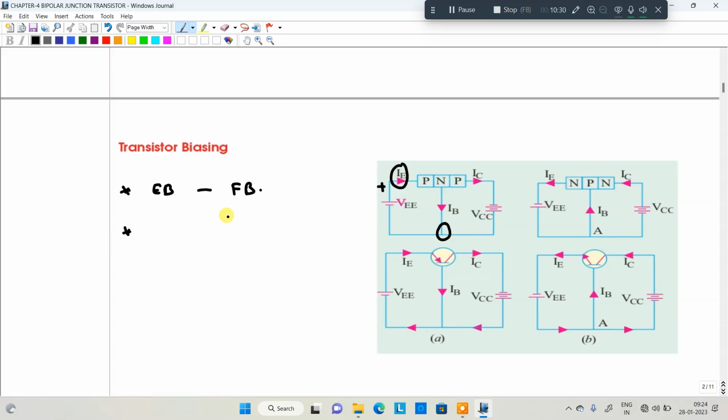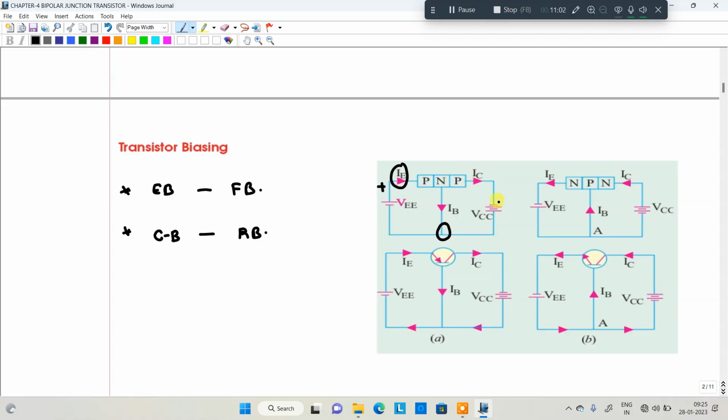Next, the second point: the collector and base junction, the CB junction, is always reverse biased to operate the transistor in the active region. I will tell you the remaining things, the active region, cutoff region and saturation region, in other cases. Now we are going to discuss only the active region. The base and collector junction should be reverse biased. Clear? You have to remember these two points to connect the polarities to the transistor.